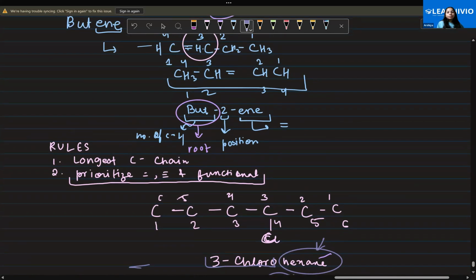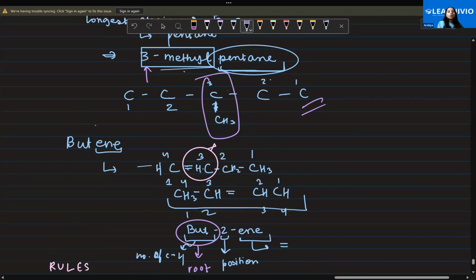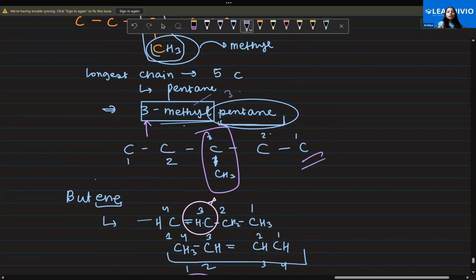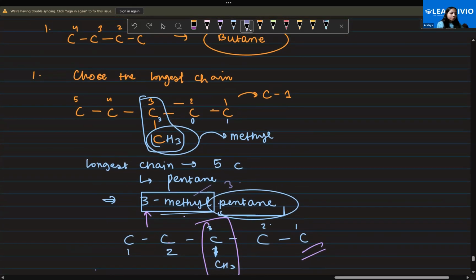Right. So similarly, 3-methylpentane. So methyl is on the third position. I know that, but on whose third position is it? So pentane. So it's on the third position of pentane. Okay, ma'am. Now the doubt is clear.